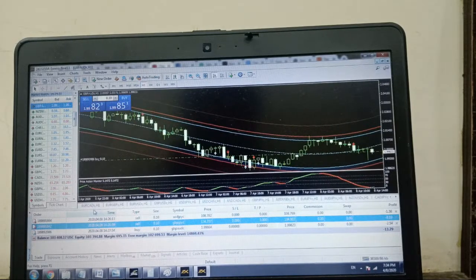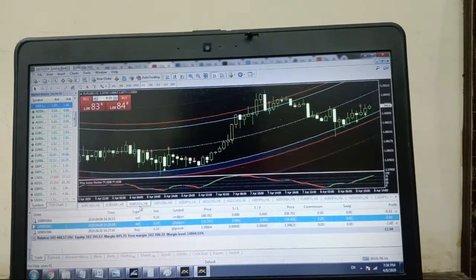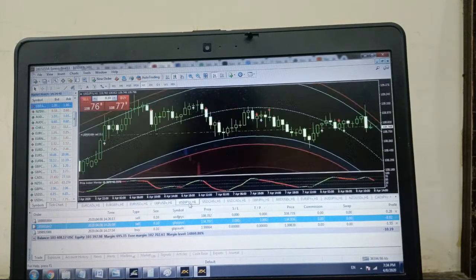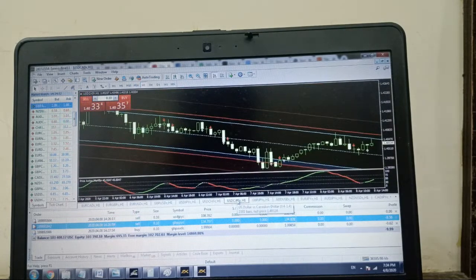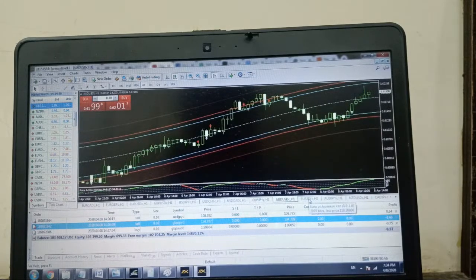So we have different pairs like Euro Canadian dollar, Euro Great Britain pound, Euro USD. Just make sure you are in front of your laptop, as well as your mobile phone where you have MetaTrader installed, and you must be watching the market as well, so that we can have good suggestions. So USD CHF, USD Canadian dollar, Great Britain pound JPY, AUD USD, Euro JPY.